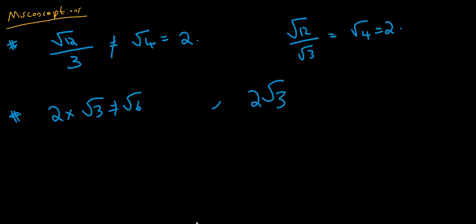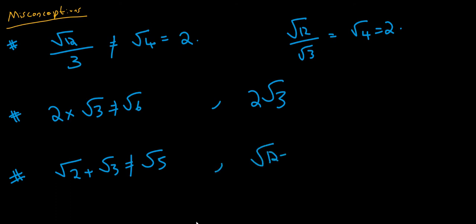Another common misconception is that the root of 2 plus the root of 3 is the root of 5. That is definitely a no-no. The same goes for the root of 12 minus the root of 11 is the root of 1. That's a big no-no. Okay, so let's try some problems.